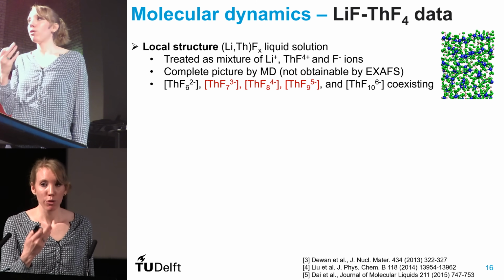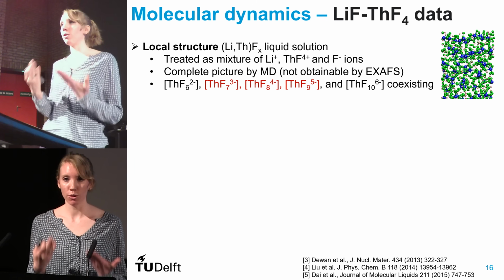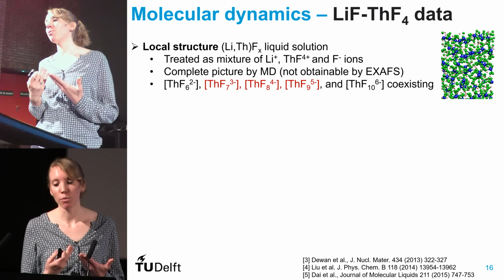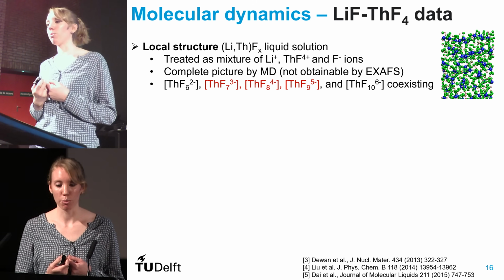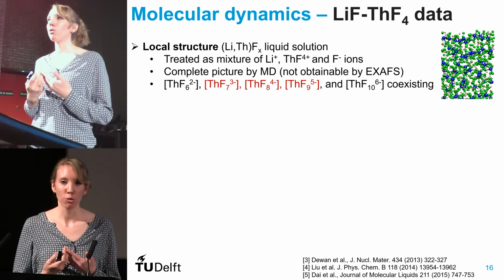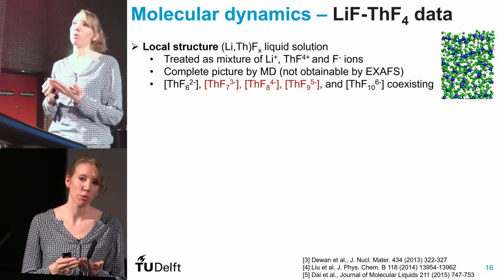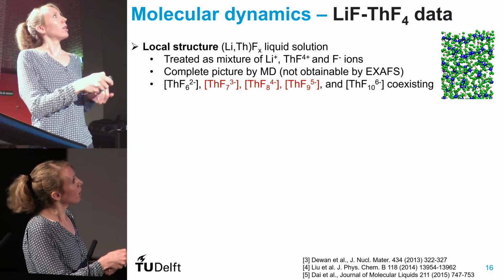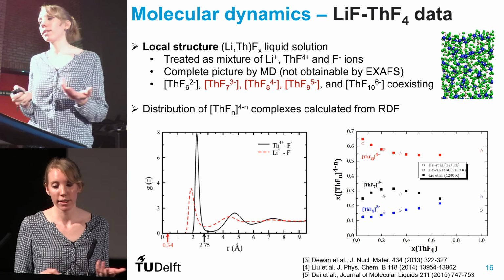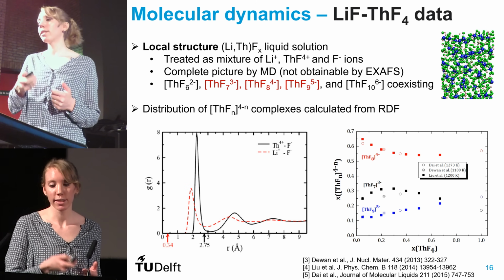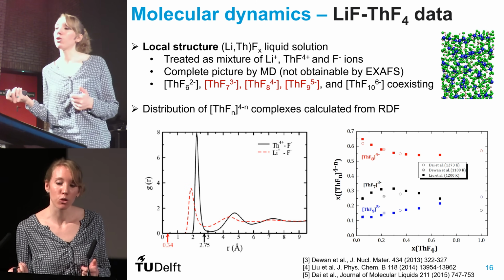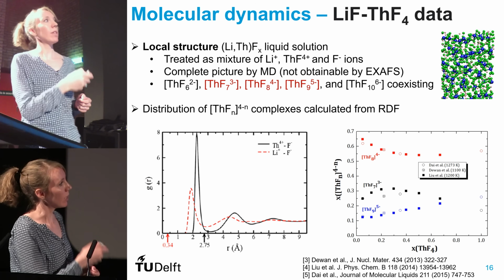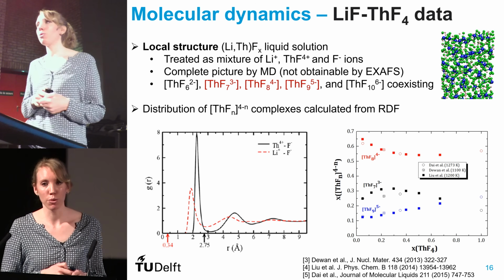The very powerful thing about MD simulations is that you get a complete picture of the local structure, which you cannot get from the X-ray absorption spectroscopy measurements. With these measurements, we know that we have an average number of fluoride anions around the thorium, but we don't know the distribution of complexes. The MD tells us that we have 6, 7, 8, 9, and 10 coordinated thorium, with mostly 7, 8, and 9 coordinated.